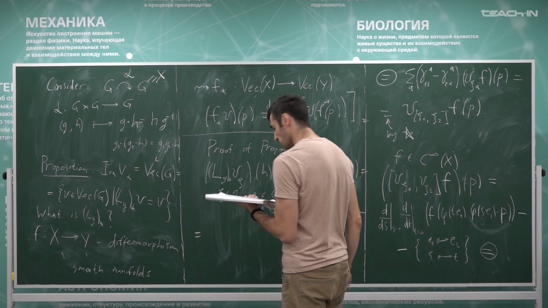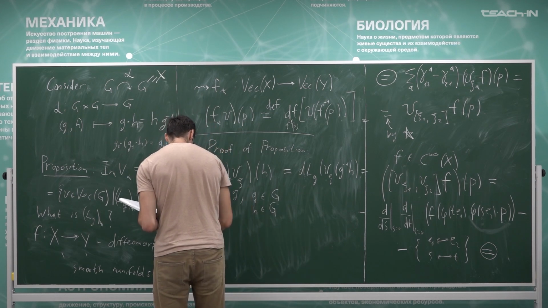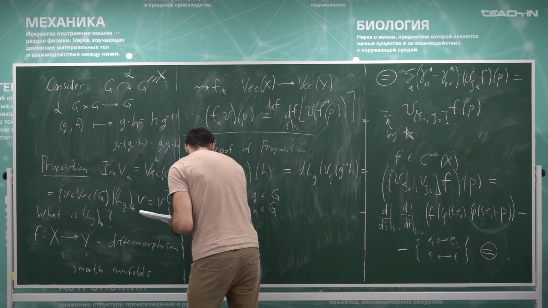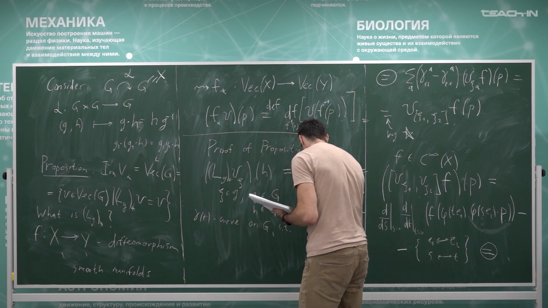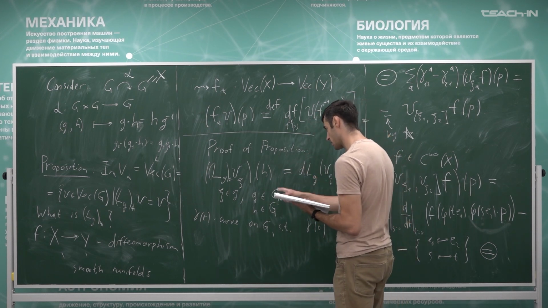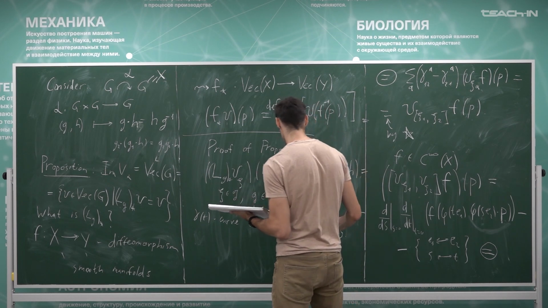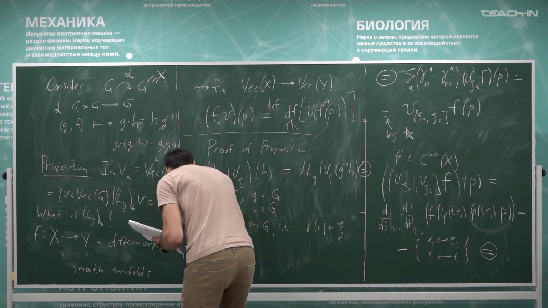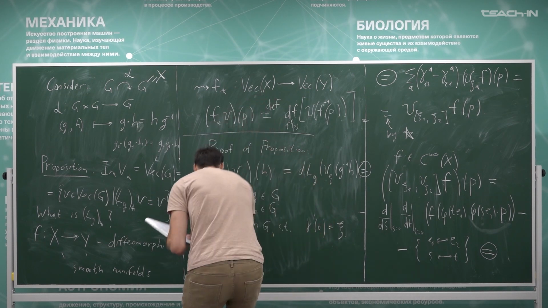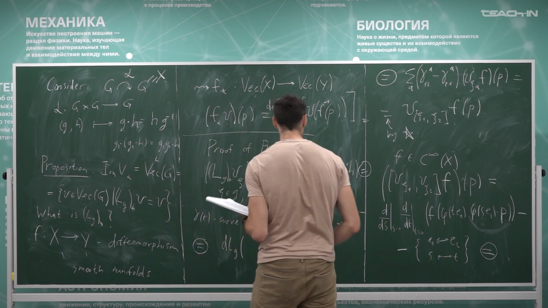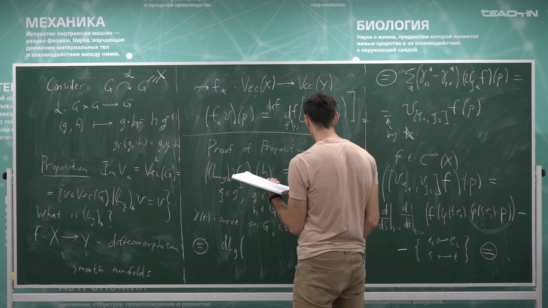Now let me introduce gamma of t. It's a curve on G such that its tangent vector at 0 coincides with this psi that I chose at the beginning. Then I can continue this computation. What do I need? I need to apply DL_g to this.